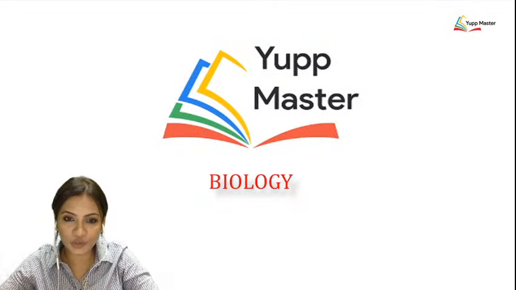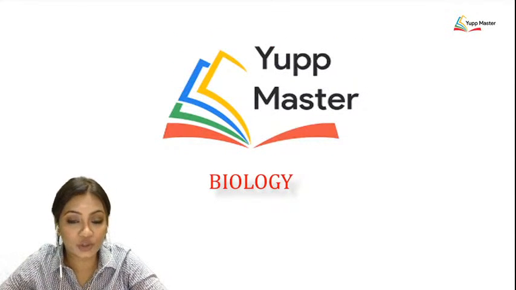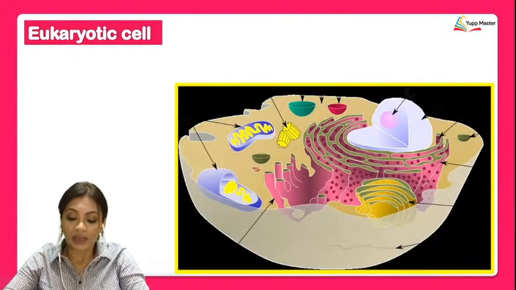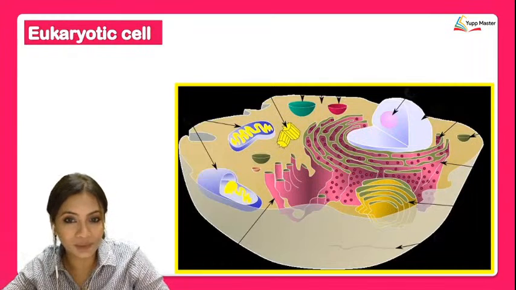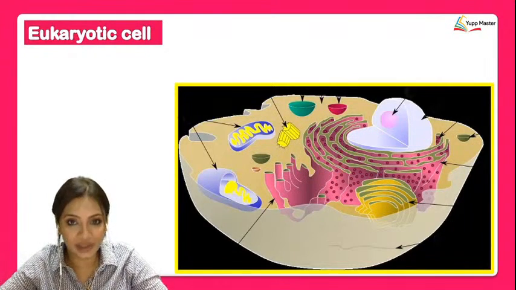Now in our last lecture we began with the chapter of cell, the unit of life, and we're studying the structure and the different functions of cells. In the previous lecture we covered all about the prokaryotic cells, right? So now we're going to be beginning with the eukaryotic cells.